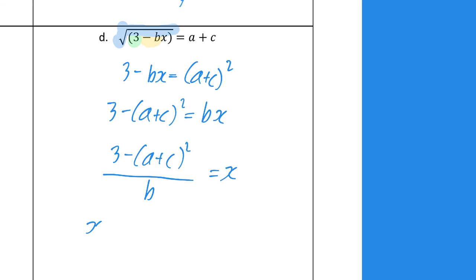And if you're a good mathematician, you'll want to have that written with your x first. So you're going to have x is equal to 3 minus a plus c all squared.